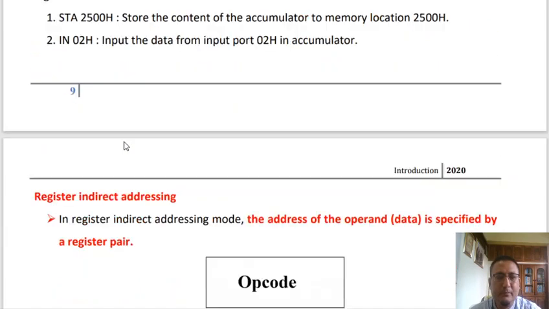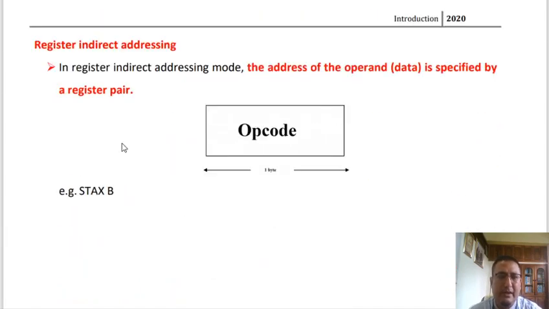Okay. Now the next addressing mode that we have is called register indirect addressing mode. In register indirect addressing mode, the address of the operand is present in the register pair, right? For example, STAX B. It will store the content of the accumulator to the address held by the BC pair. This we have already come across. So this is an example of register indirect addressing mode.